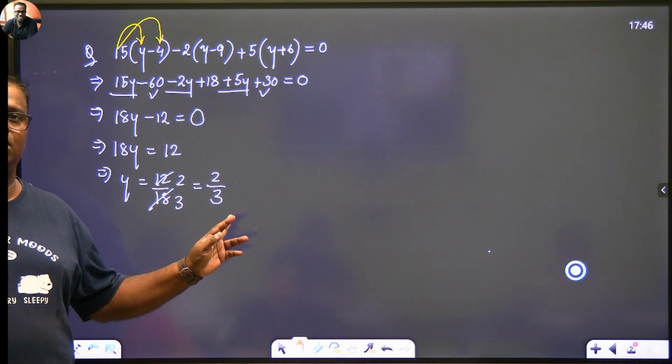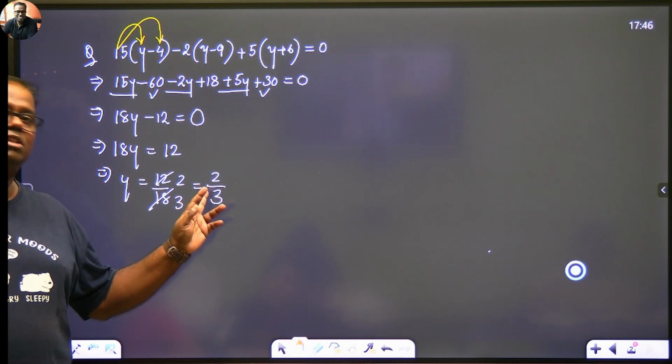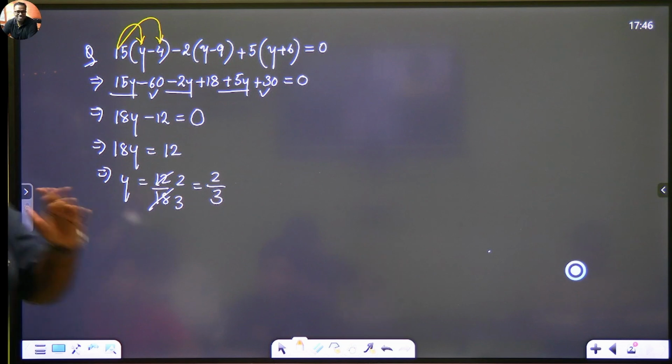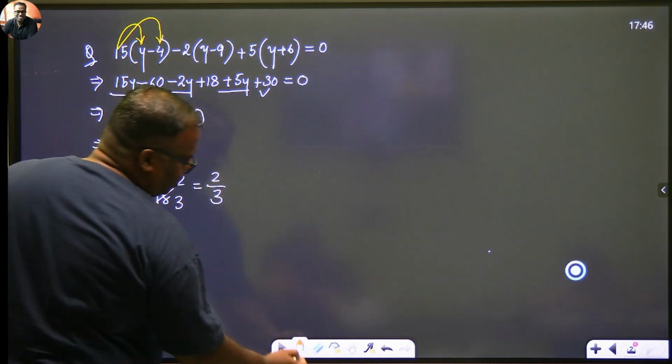Just check. You check the book and see what the answer is. The answer is 2 by 3. So it's matching. When you go to higher classes, see how you can do this problem.